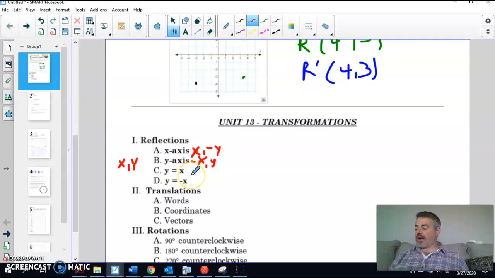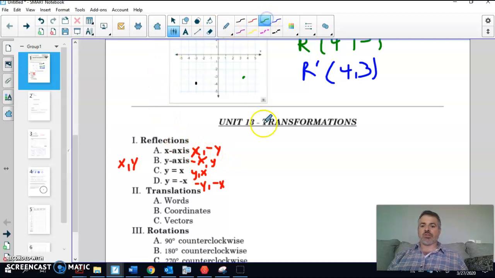If I flip it over y equals x, remember you flip the y and the x, so it becomes (y, x): x is y now, and y is x now. And then if I flip it over y equals negative x, same thing except you make them negative. So this would be (-y, -x). So those were just patterns of those reflections.